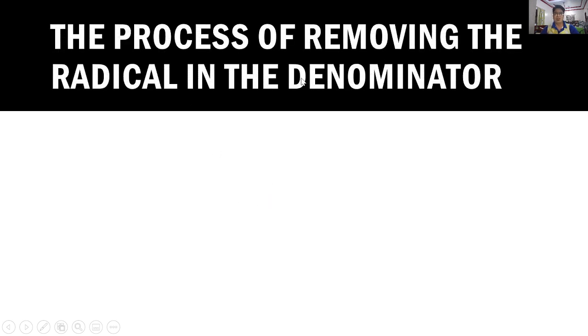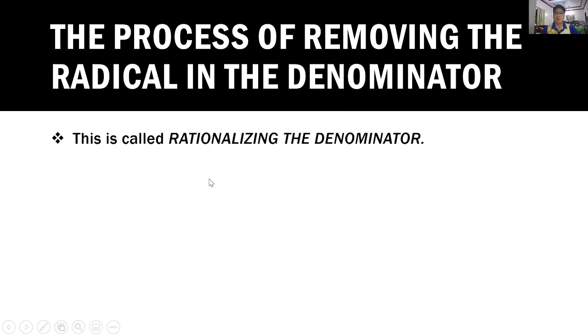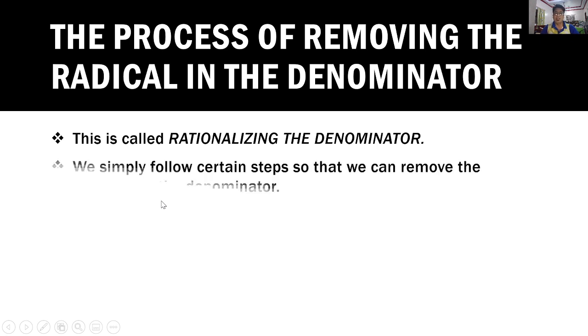Okay, the process of removing the radical in the denominator. Paano ba natin tatanggalin yung radical dun sa denominator natin? Ang tawag natin dito is rationalizing the denominator. As I have told you, instead na irrational, kasi yung radical is irrational, i-remove natin yan at gagawin natin rational number. That is our aim for today.